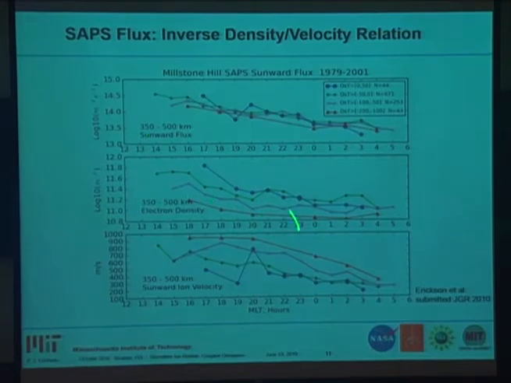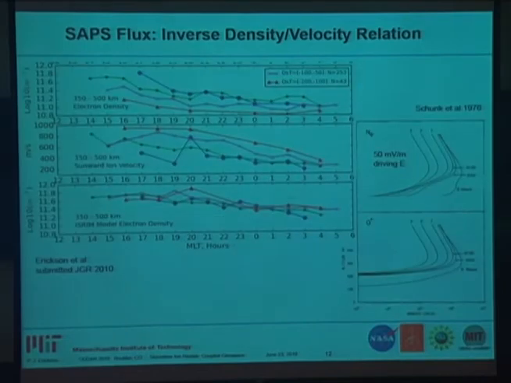Now, if you split that out into its electron density and ion velocity components, you see an interesting thing. As the ion velocity goes up, as the disturbance level gets larger, the electron density drops and they balance each other, such that the flux remains almost constant. It has a drop with magnetic local time, but at any one magnetic local time, there's not that much variation with activity.